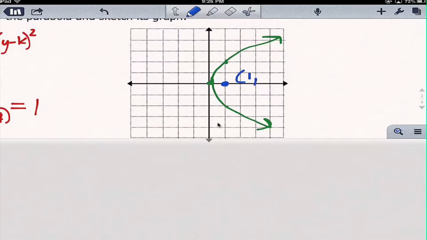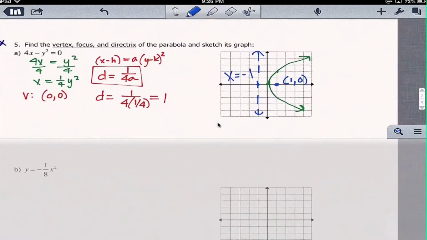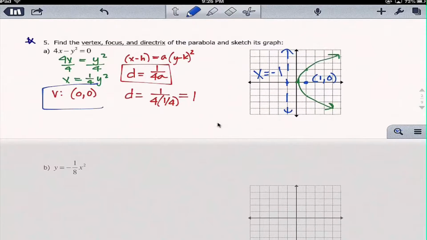So that gives me an ordered pair of 1, 0. To find the directrix from the vertex, I would move 1 to the left. And that gives me an equation of x equals -1. Okay, so in this case, it was asking me for the vertex, the focus, and the directrix. Definitely stuff I want to make sure I know how to do on our test.